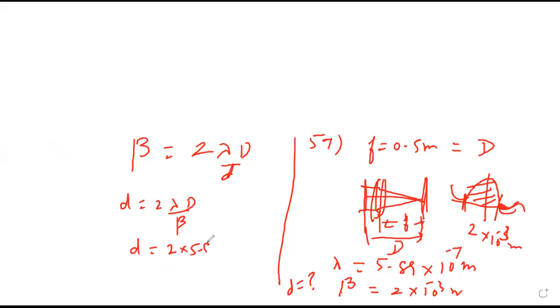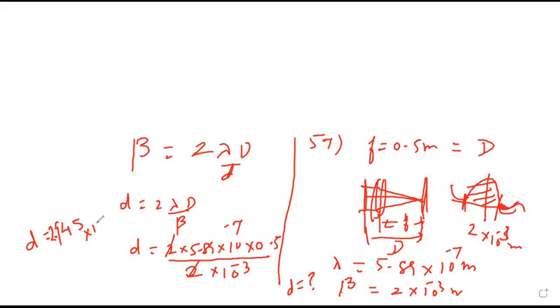2 into 5.89 into 10 raised to minus 7, capital D is 0.5 meter, and beta is 2 into 10 raised to minus 3, the 2 cancels. So d will become 0.5, 5 into 9, 45, 5 eights are 40, so 44 carry 4, 2.943 into 10 raised to minus 4 meter, which is the same as 2.943 into 10 raised to minus 1 millimeter. The option A is given in meters.